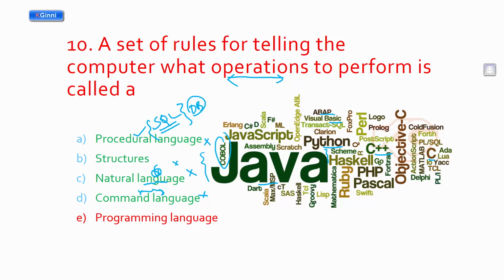So all these things come under programming language, which performs operations and tells the computer what type of rules need to be followed. Let's move on.